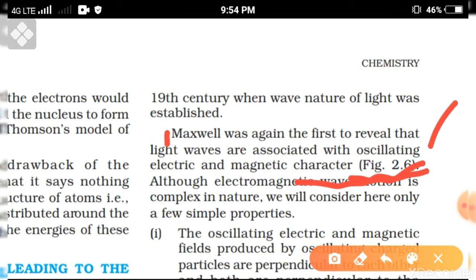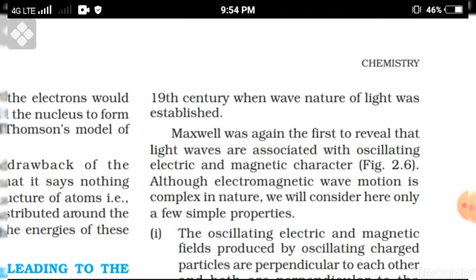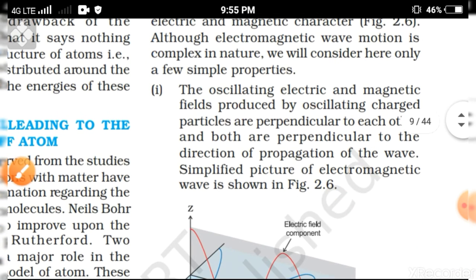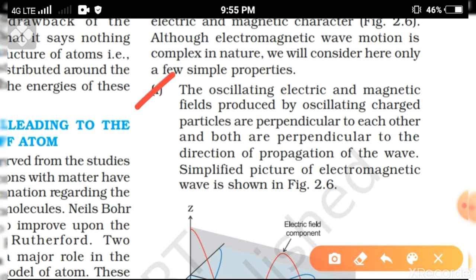किससे ये जुड़ा हुआ है? Electric and magnetic character. Okay, although electromagnetic waves motion is complex in nature. और कैसा nature है? Electromagnetic waves motion is complex nature. This is so complex, जटिल. We will consider here only a few simple properties. What is the properties of these waves? Okay, so let's discuss first the oscillating electric and magnetic fields produced by oscillating charge particle.